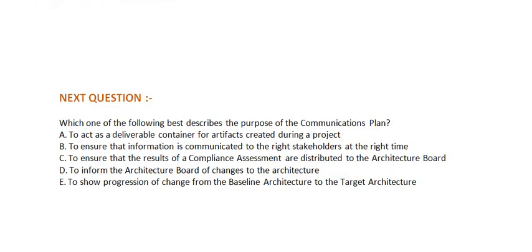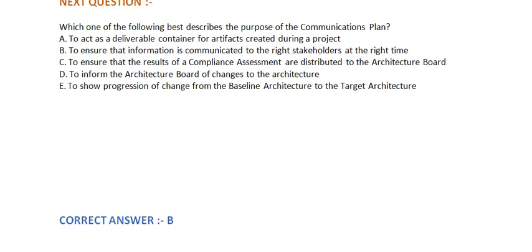Next question is, which one of the following best describes the purpose of the communications plan? Option A, to act as a deliverable container for artifacts created during a project. Option B, to ensure that information is communicated to the right stakeholders at the right time. Option C, to ensure that the results of a compliance assessment are distributed to the architecture board. Option D, to inform the architecture board of changes to the architecture. And option E, to show progression of change from the baseline architecture to the target architecture. The correct answer is option B.